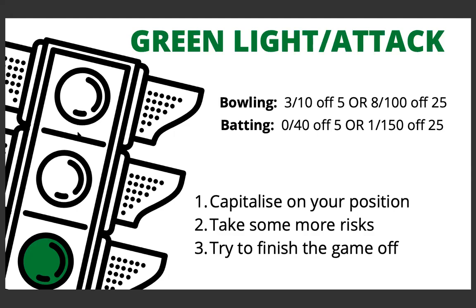Whereas if you realize what stage of the game you're in, this green light, this attacking phase, and you know what to do in these attacking phases, there's a high likelihood that you can finish this game off and get them all out for 120. And if you've got 50 overs to bat, you've only got 120 to score. It makes it a lot easier for you, okay?